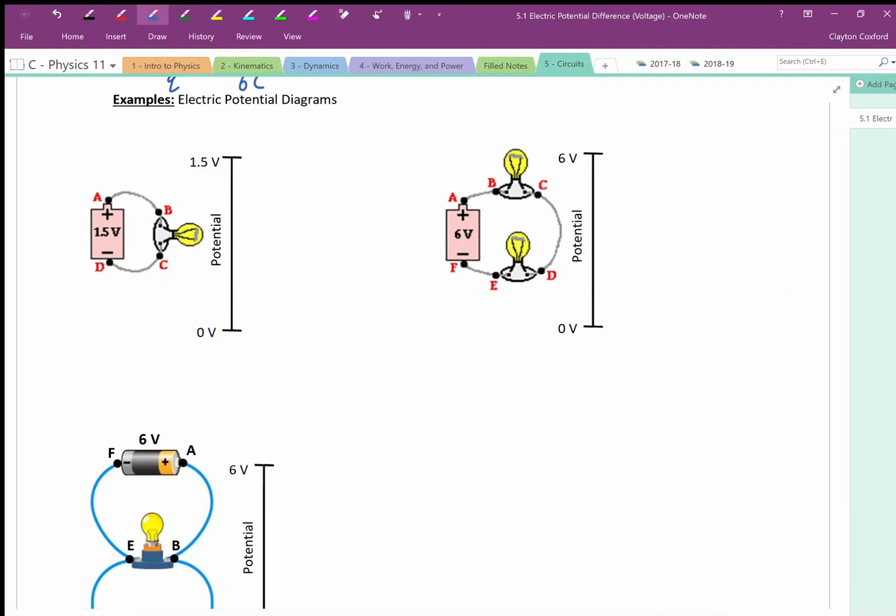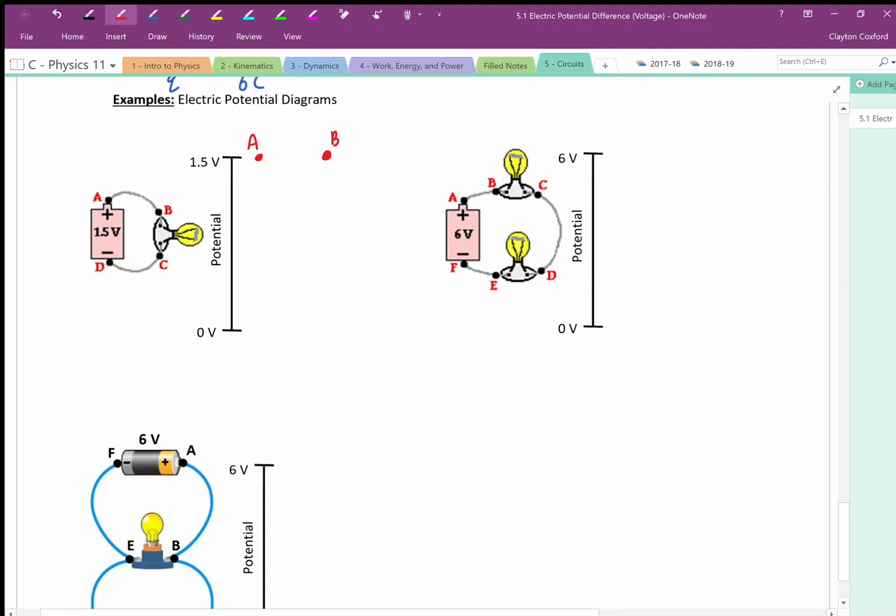So let's start here at the positive terminal of the battery. At the positive terminal of the battery, this location has the highest potential. This is location A, up here at the top. Another location that has 1.5 volts of potential is location B.